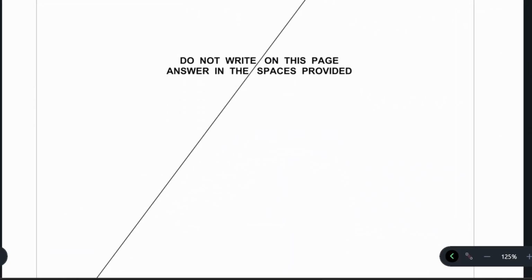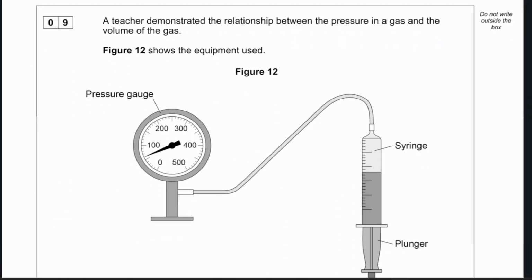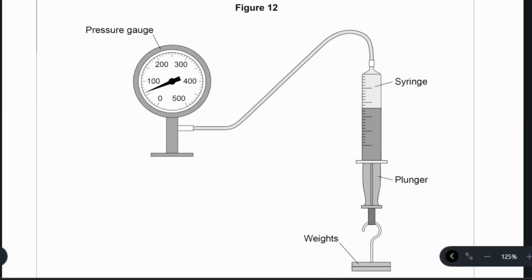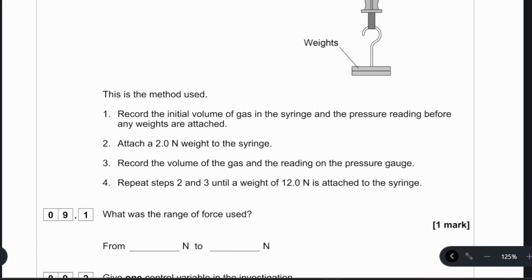Cool, and that is that. So let's move on to the next question. Okay, question 9, we've got an experimental setup again, and we've got a teacher demonstrating the relationship between the pressure in a gas and the volume of the gas. So there's the equipment used, and these are the steps they took.